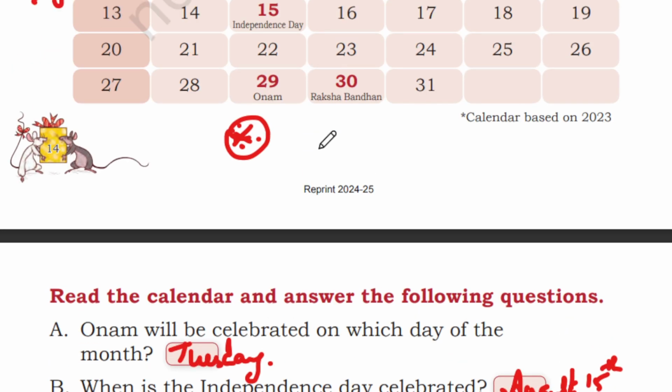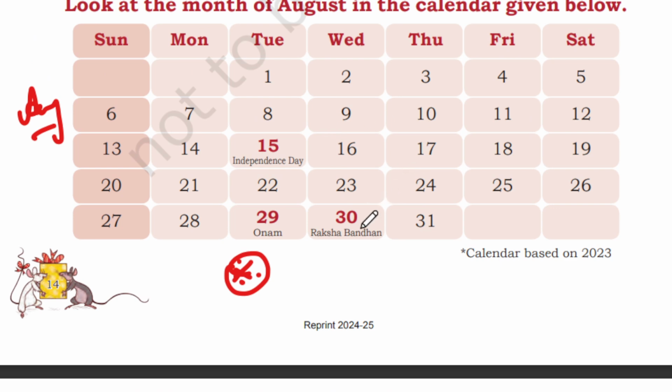So where is Raksha Bandhan? Here, 30th. So Raksha Bandhan is on the 30th, Wednesday of this month. 1, 2, 3, 4, 5. Fifth Wednesday also you can write. Both are correct. You can frame it as the 30th Wednesday, or you can write 5th Wednesday of this month. Both the answers are correct. Okay.